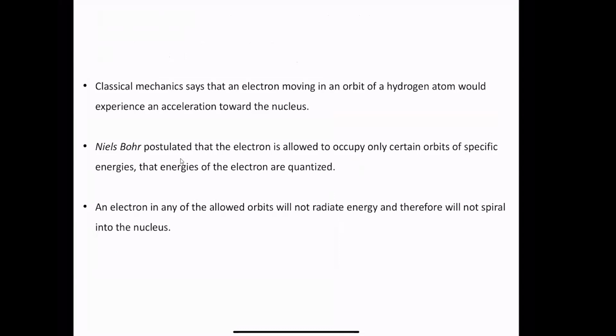Quantum mechanics versus classical mechanics. Classical mechanics would have you think that these electrons revolving around the nucleus of an atom would eventually get closer and closer to the nucleus and hit it. But that simply doesn't happen, right? Niels Bohr was like, no, no, no, quantum mechanics is different. Quantum mechanics lets us understand that these electrons only occupy certain orbits, specific energies.